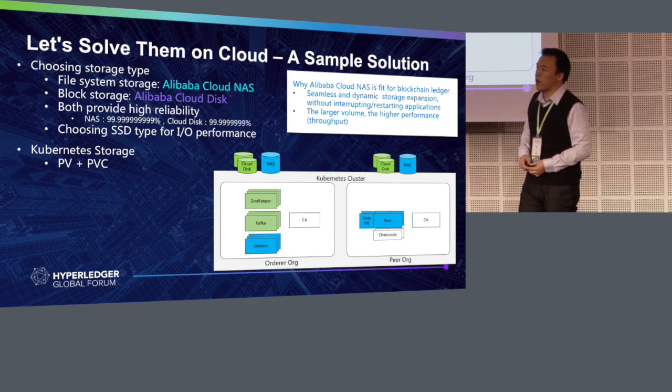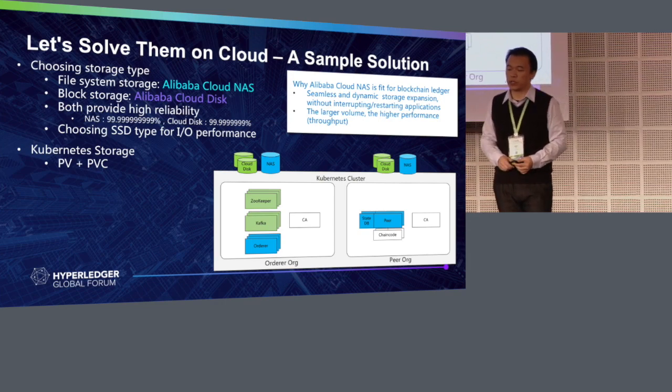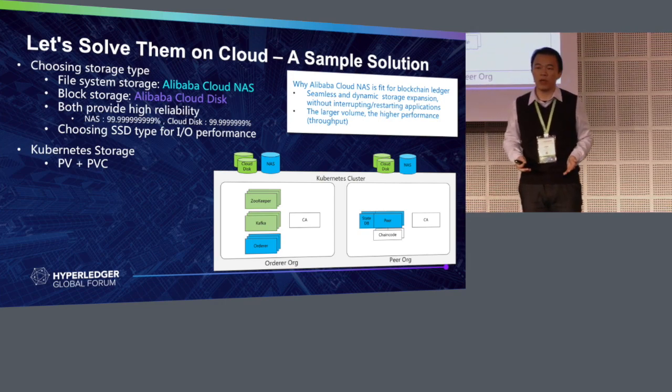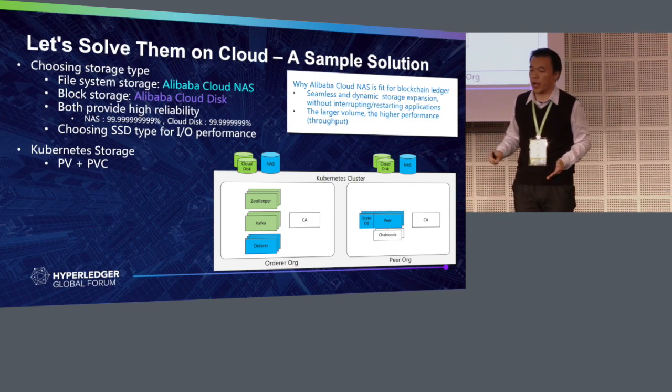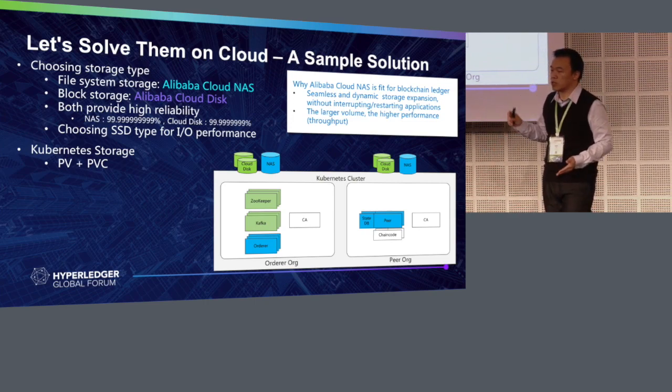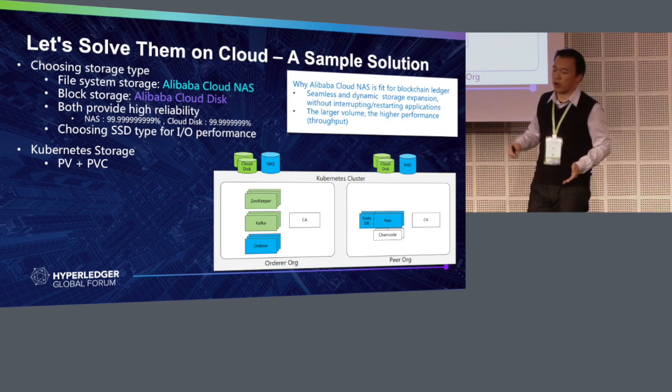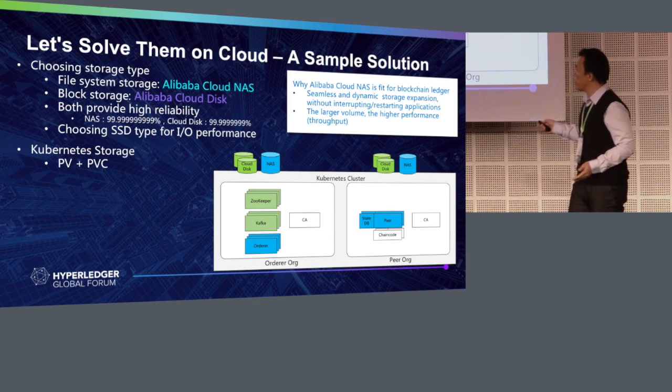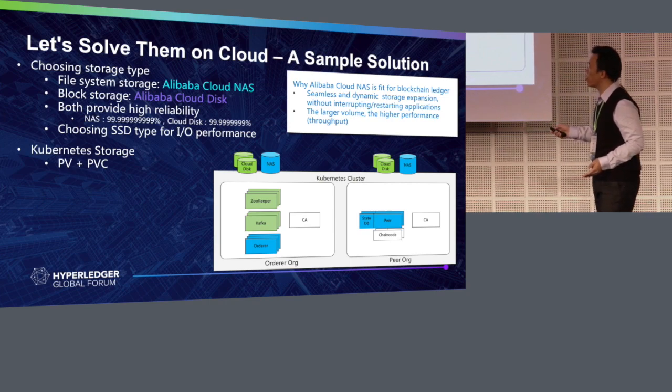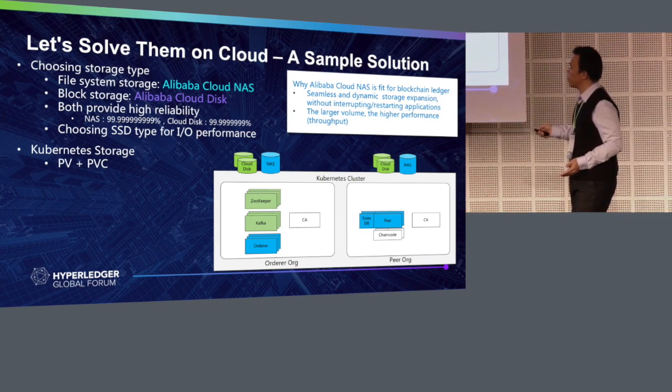And Kubernetes provides a very good abstraction for storage resources. So we use persistent volume and persistent volume claim to request and mount this storage into the Fabric pods without caring about the details of the storage. And in this diagram, you can see how we apply this storage with different Fabric nodes.